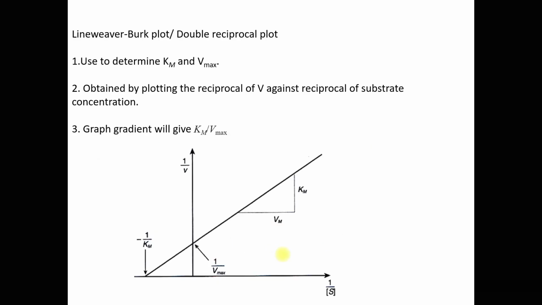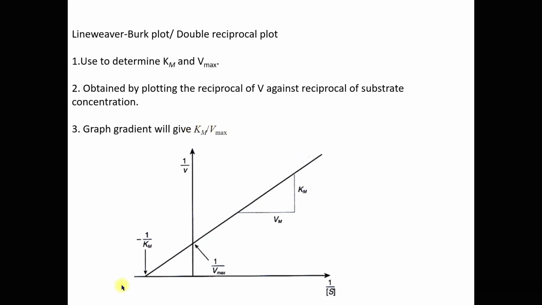Okay, so that's about Michaelis Menten. Now let's continue with the Lineweaver Burke plot, also known as the double reciprocal plot. This Lineweaver Burke plot is used to determine the value of the Km and Vmax.